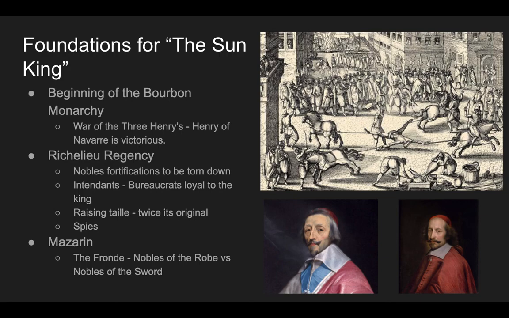Now, this idea of nobles of the robe versus nobles of the sword, what does that even mean? Well, nobles of the sword are the traditional landed aristocracy that had power in France since probably Charlemagne's reign. Those individuals who had held both military and political control over their individual manors and territories under the feudal system. What makes them nobles of the sword?